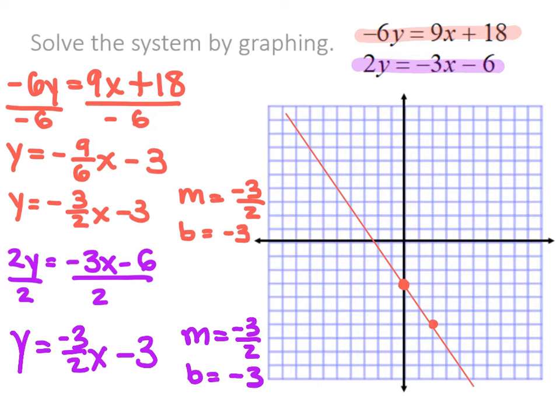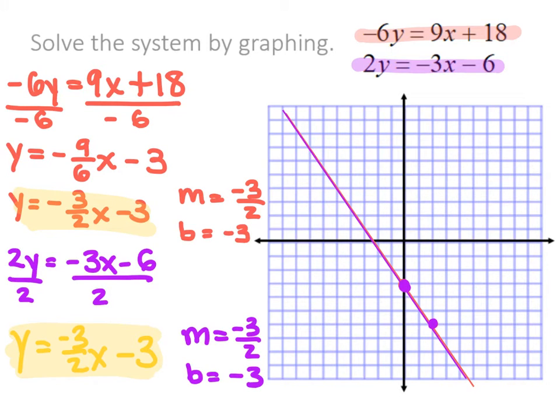Now notice that the two equations that I have are the exact same. So if I were to graph my second equation, I can plot my point at negative 3, plot my new point using the slope, and my equation will be lying directly on top of that line.